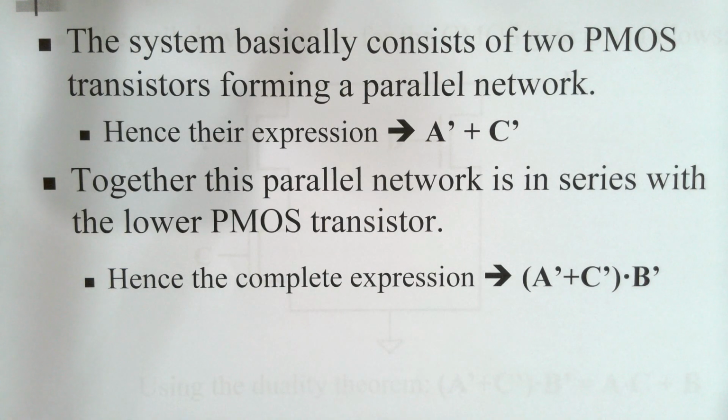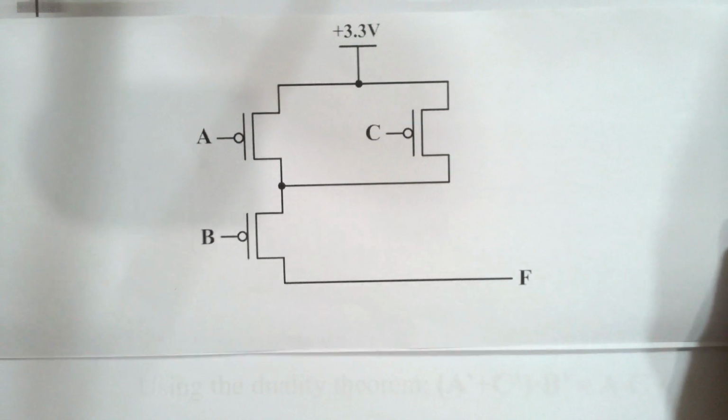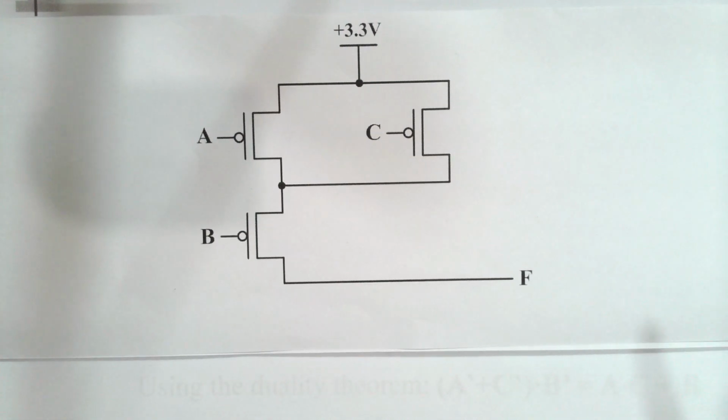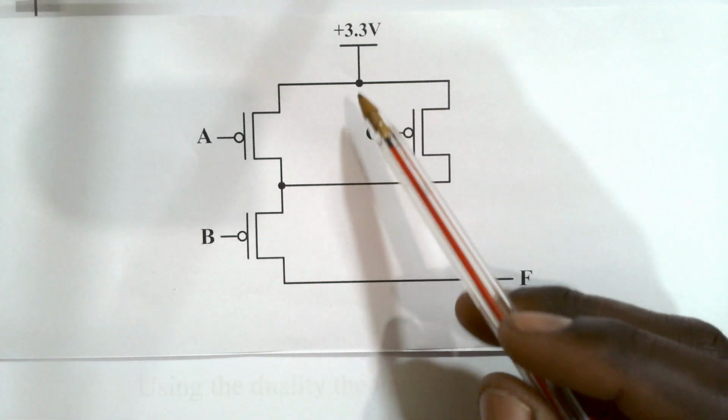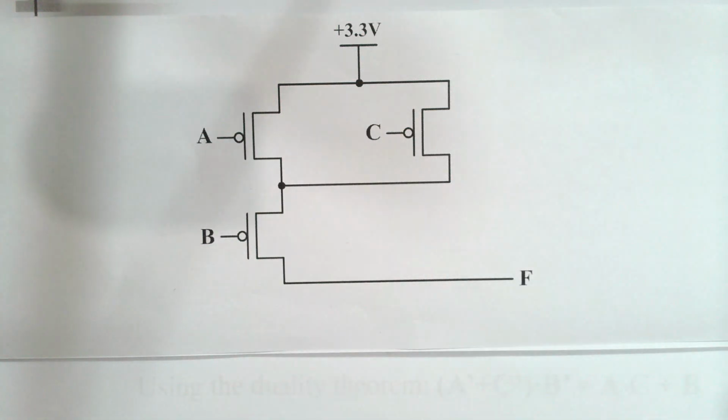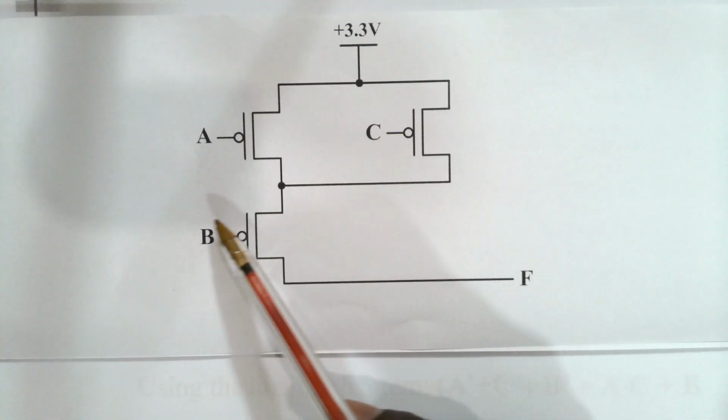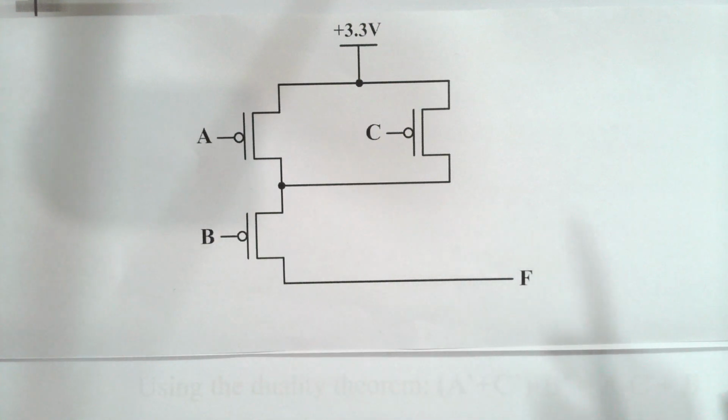So if we are required to find the expression of output F for a pull-up circuit, it is very simple. You have to first look at which parts of that pull-up circuit constitute a parallel network and which constitute a series network. So let's look back at the circuit before we move forward. Basically, that pull-up circuit contains a parallel network, and that parallel network is in series with this component here. So let's use that to our advantage.